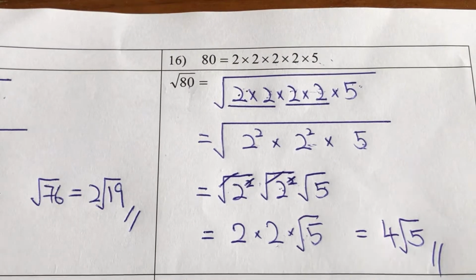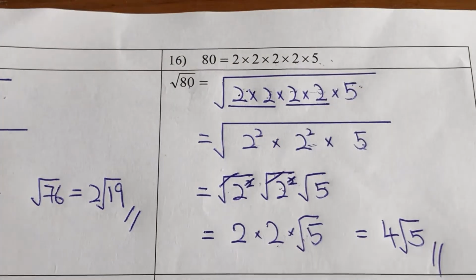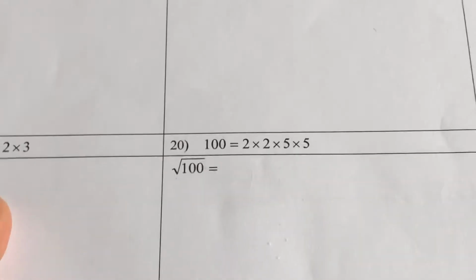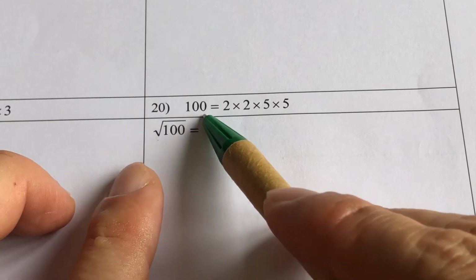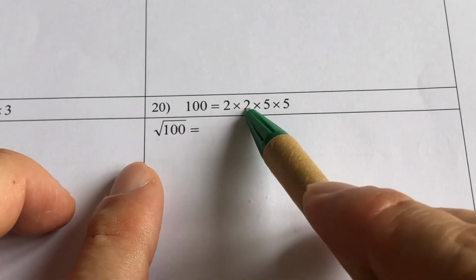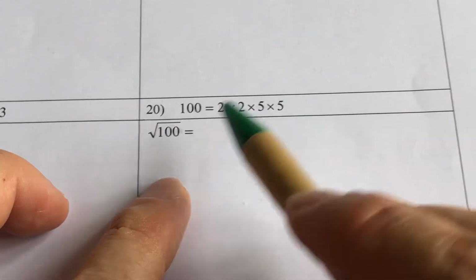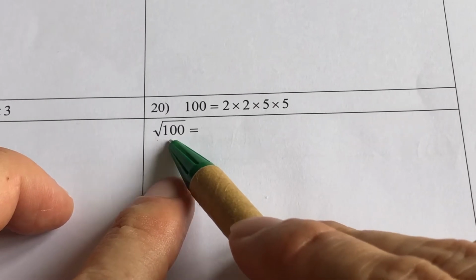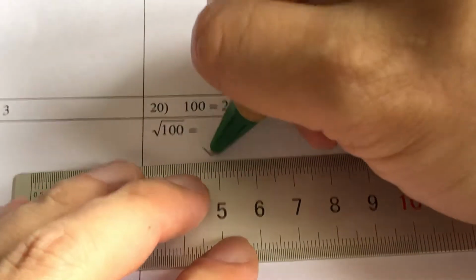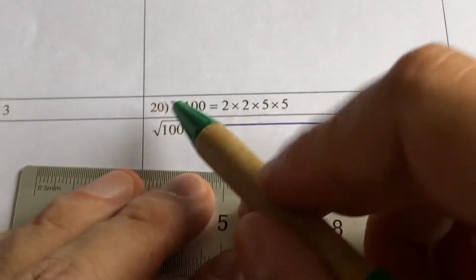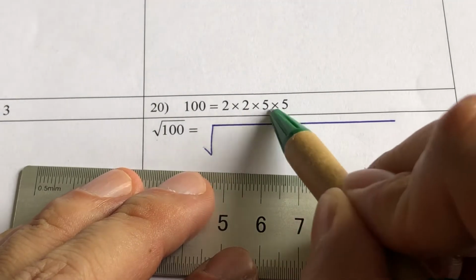And then what about this one? This one, let's do this. 100, using short division, we know that it could be written as 2 times 2 times 5 times 5. So that now you have to simplify the third square root, square root of 100. Can you do that? First of all, replace the 100 by 2 times 2 times 5 times 5.